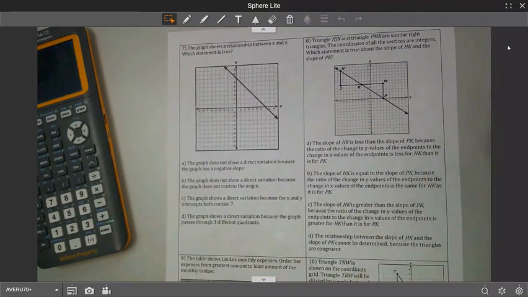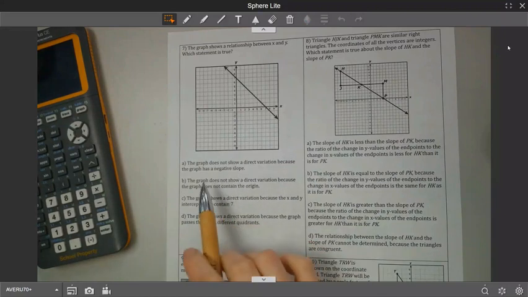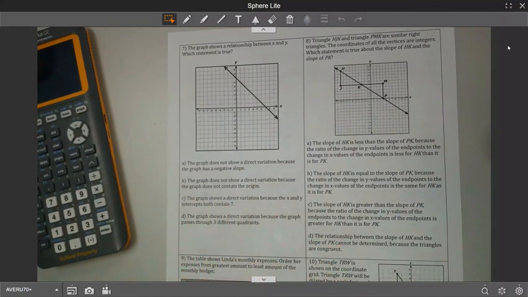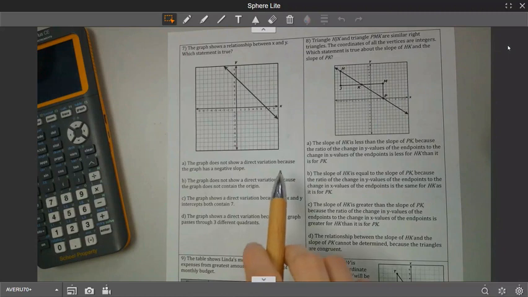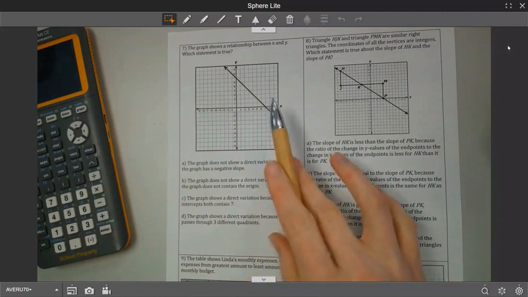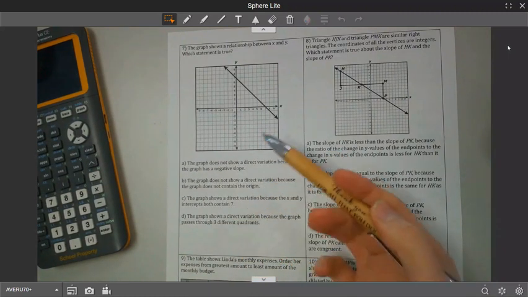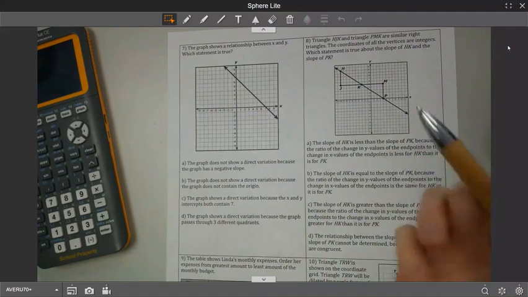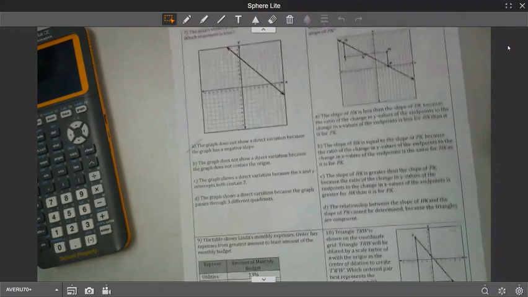Okay, on the back, it says the graph shows the relationship between x and y. Which statement is true? A, the graph does not show a direct variation because the graph has a negative slope. Well, direct variation means the same thing as proportional. To be proportional, it must go through the origin. Well, this one does not go through the origin, so it does not show a direct variation, but this answer choice has nothing to do with going through the origin, so A does not work.